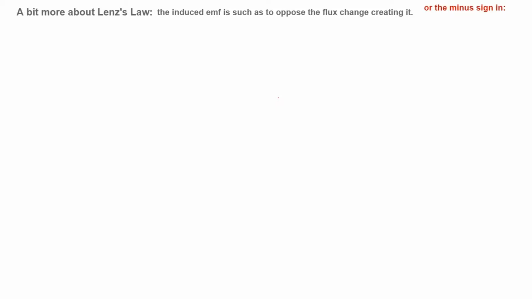The mathematical version of that was that it's the minus sign in Faraday's law, or what's actually called Faraday and Lenz's law, because of the minus sign. So Lenz's bit is the minus sign. So there's that law there. Okay, so what's going on?